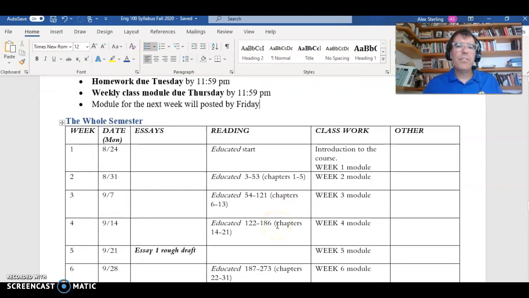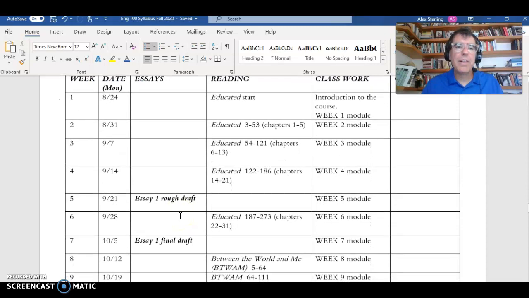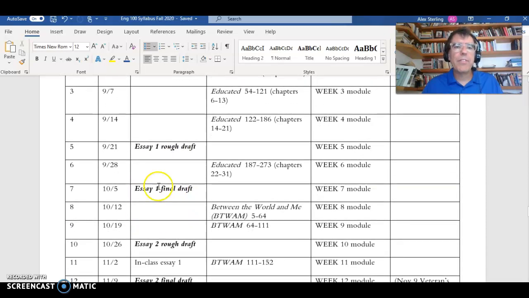Okay, this is a summary of the whole semester. So if you look at the first few weeks, you can see that we do a bunch of reading for 3 weeks. And then we start on Essay 1, rough draft. I give you feedback on the rough draft, I help you with the essay, and then the final draft is due at the beginning of October, week 7.